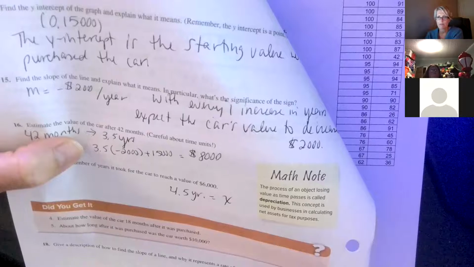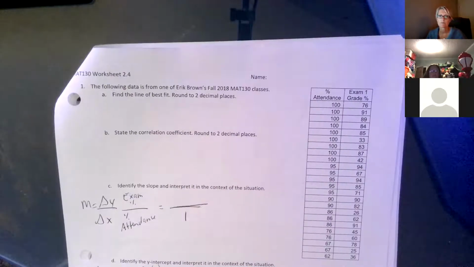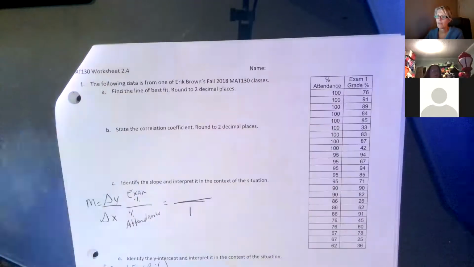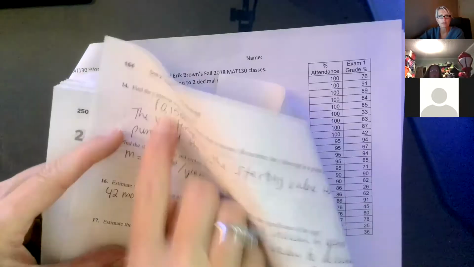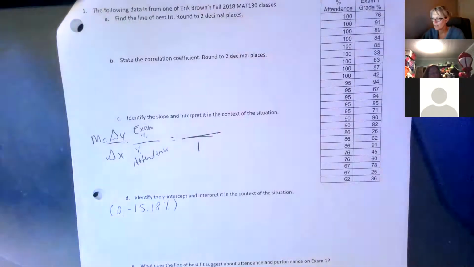What page is that? It's 2.4. I meant in the book. 164. That's what I'm trying to find. So maybe on your 2.4 worksheet, you just jot down that page. 164 is a good reference.